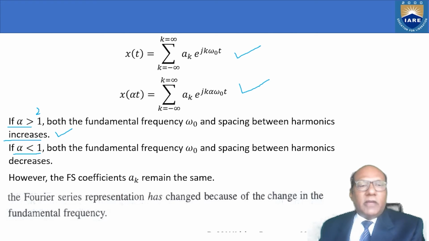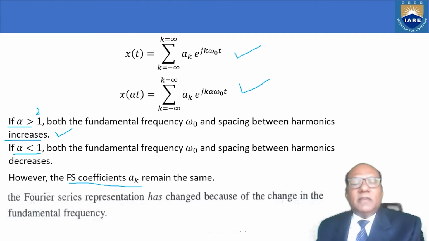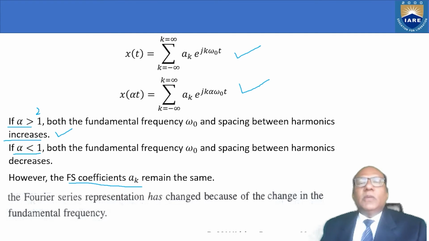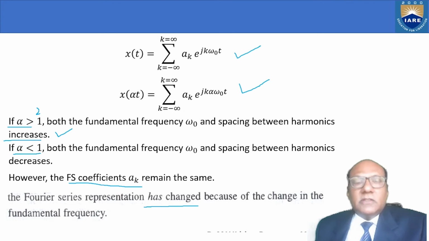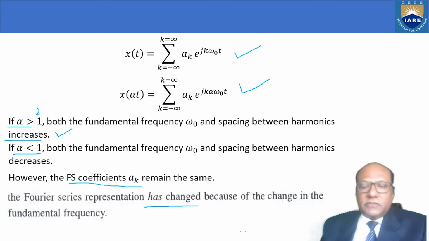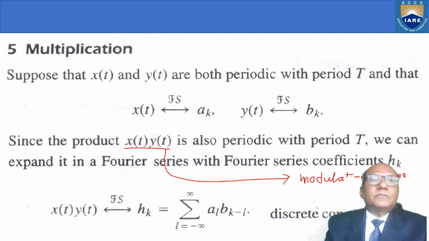However, the FS coefficients, the Fourier series coefficients, remain the same. The values will remain the same. Only the spacing changes. So that's why the Fourier series representation has changed. You should say that the representation has changed because of the change in the fundamental frequency. Otherwise, the coefficients are the same. So that is this property.